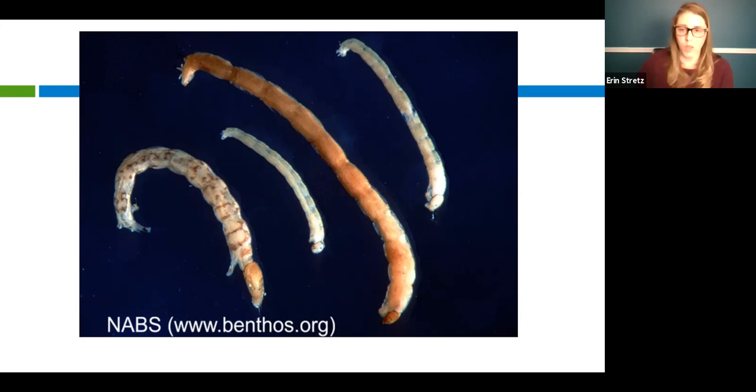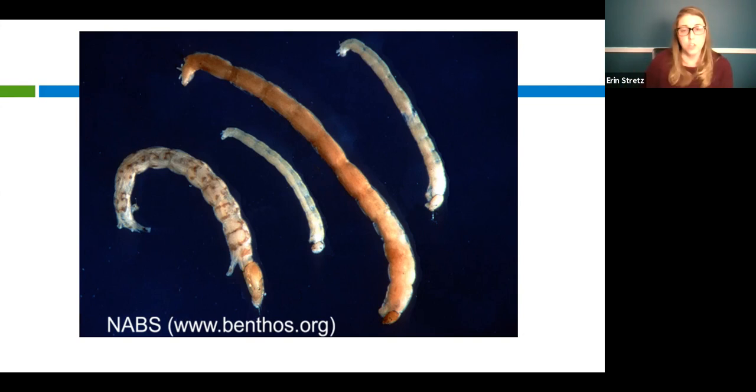So here's a look at pretty much all the different types you might see in the stream. They can be bright red. Some programs will differentiate the midges that are blood red, they call them, from the rest of the midges because they might have a higher pollution tolerance value. But for our data sheet, we classify all midges the same. So we can look at all this diversity, but we're just recording them all as the same thing, a midge on our data sheet.